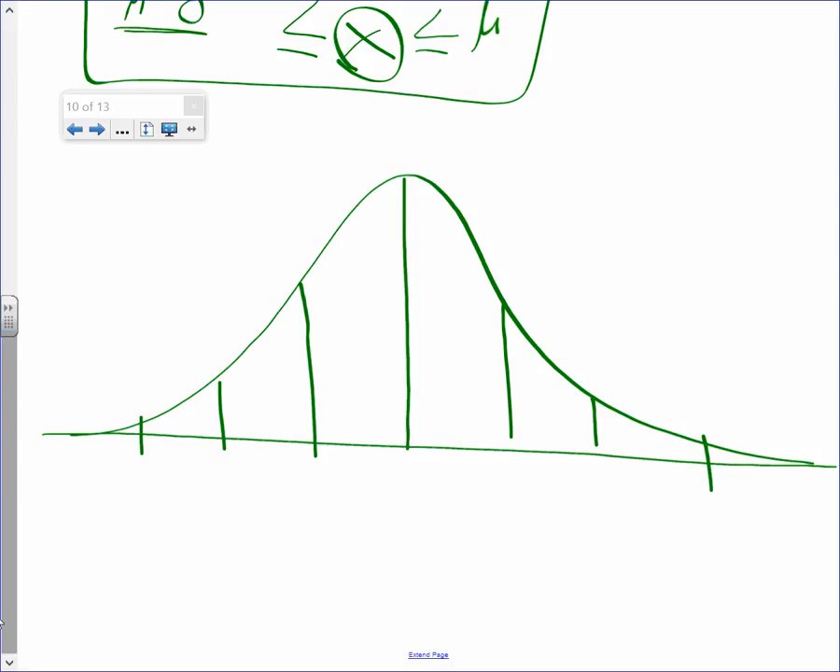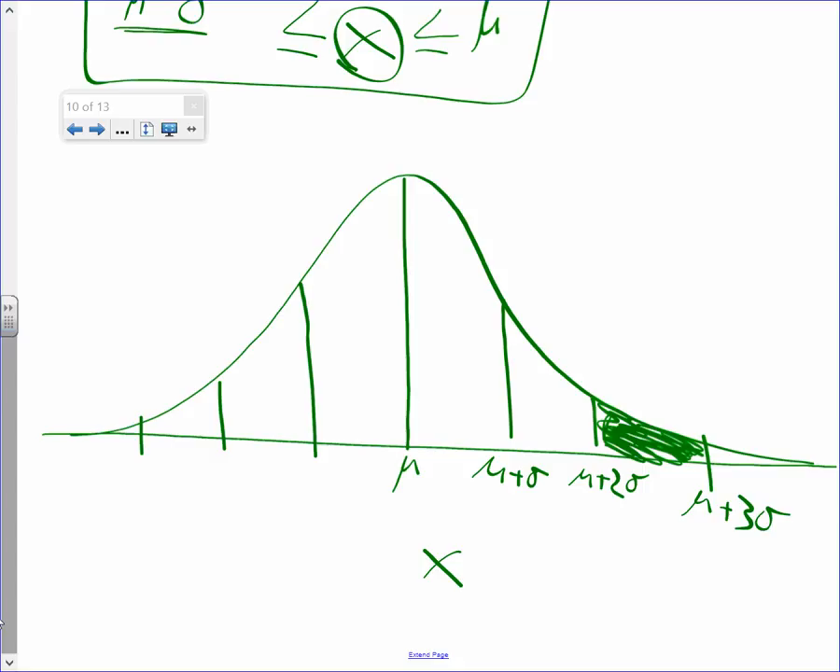How would I describe a specific X value in this region now? How would I describe X? Let's see. Well, this is mu. This is mu plus standard deviation. This is mu plus 2 standard deviations, 2 sigma. And this is mu plus 3 sigma.